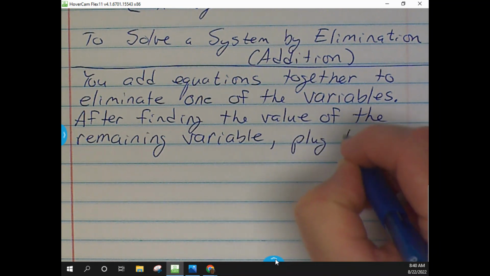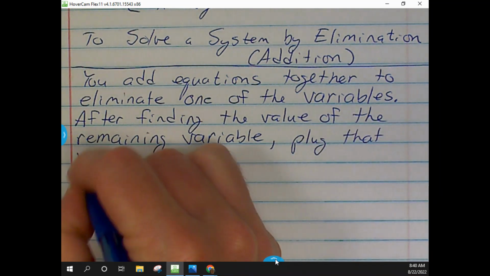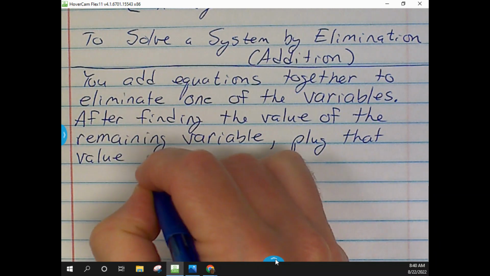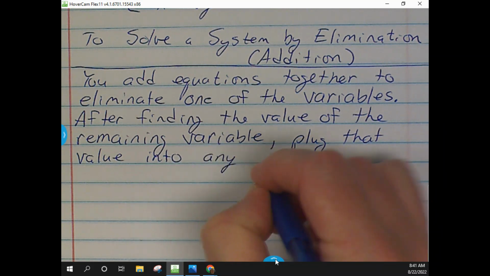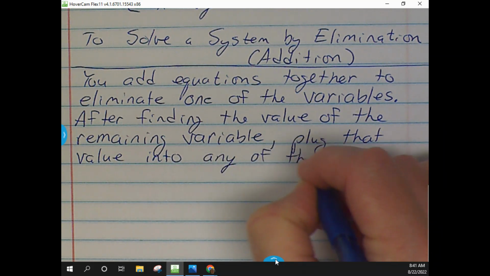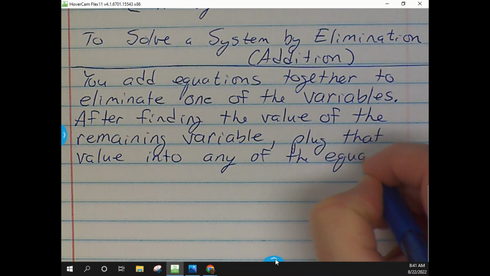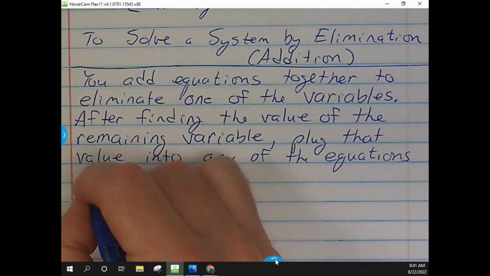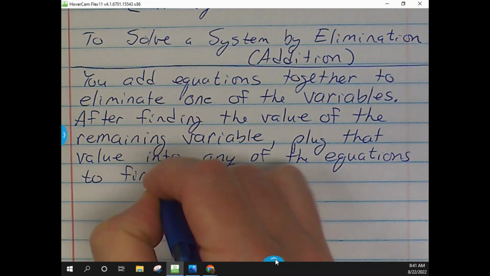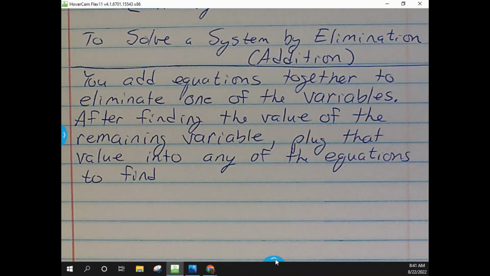You're going to plug that value into any of the equations to find the value of the other variable.